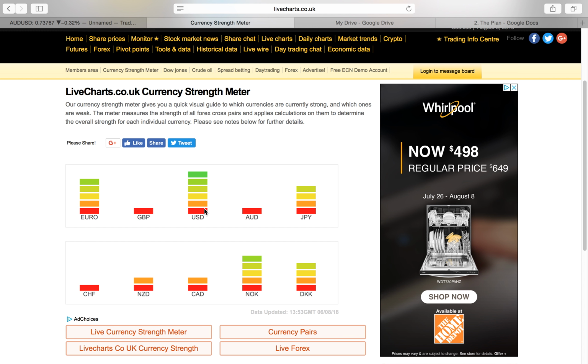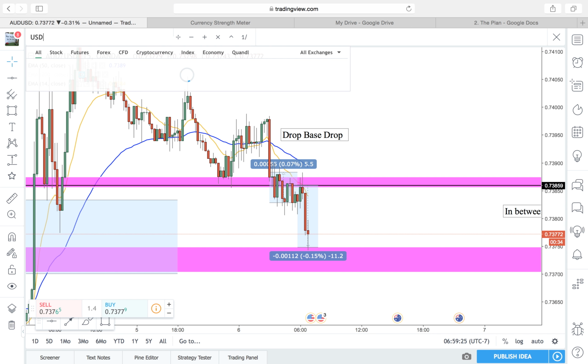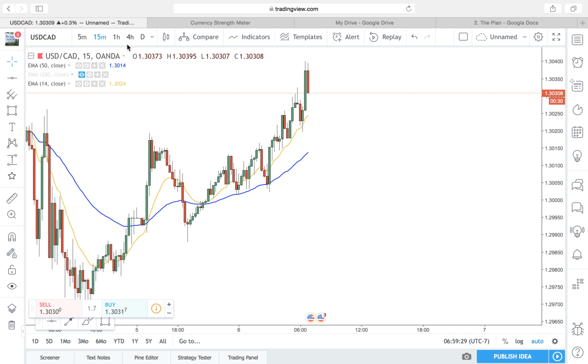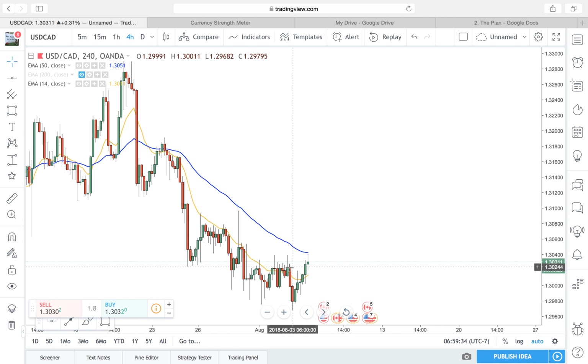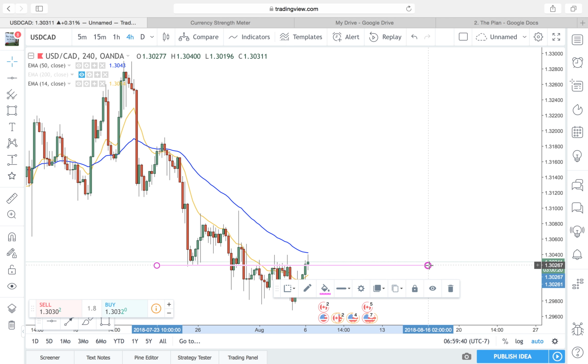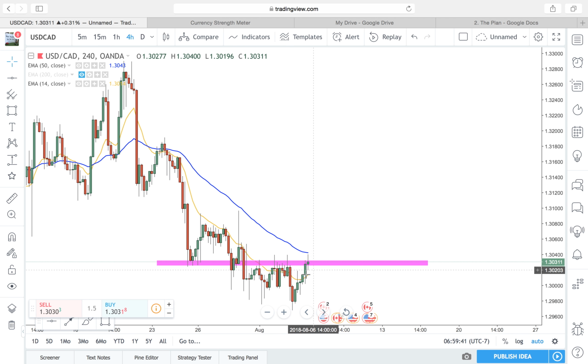USD/CAD might be going bullish too, just based off currency meter. And there it is. I didn't look at USD/CAD. I never do. See, it did break above structure. Here's your zone here. It's sitting right on the zone. So I don't like it when we sit right on the zone. But it was still kind of there.